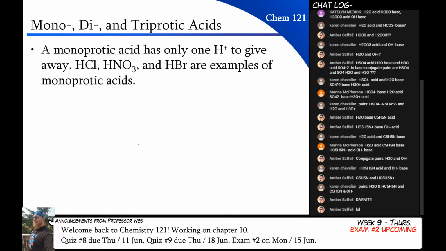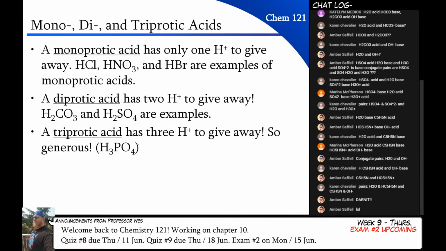All right. And then finally, some of the acids that we're going to be working with will have multiple H pluses. Here are some different examples of acids that have 1, 2, and 3 H pluses. HCl, HNO3, HBr, these are all monoprotic acids. They only have 1 H on them. Carbonic acid, sulfuric acid, those have 2, and then phosphoric acid has 3.